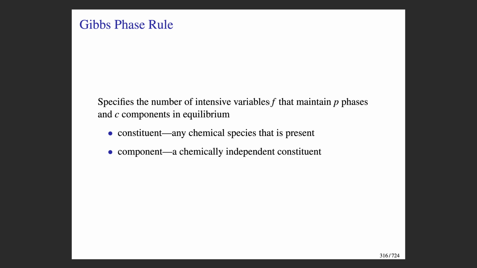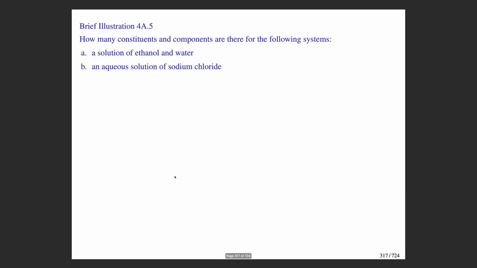And what do I mean by variables? I'm talking about things like the temperature, the pressure, and concentration. Okay, so these are variables that you can alter. And so the Gibbs phase rule tells you how many variables you can alter and still keep everything in equilibrium. We make a little distinction here between the term constituent and the term component. So a constituent is any chemical species that is present in your sample, and then the term component refers to constituents that are chemically independent of one another. And you'll see what I mean in the next example.